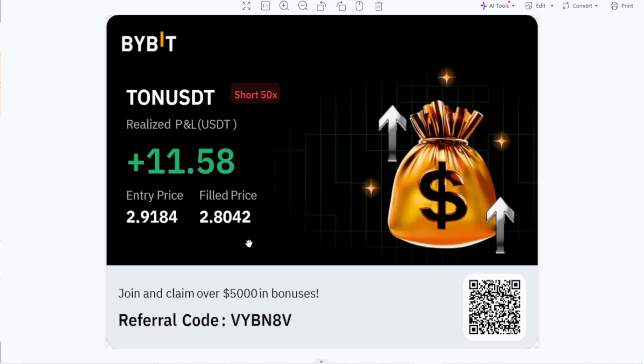So guys, this is all you need to know about sizing your positions on every crypto platform. It doesn't only work on Bybit, it works on Binance, Coinbase, it works on Gate.io, all the crypto exchanges that you can think of. Just make use of this strategy to manage your risk properly.